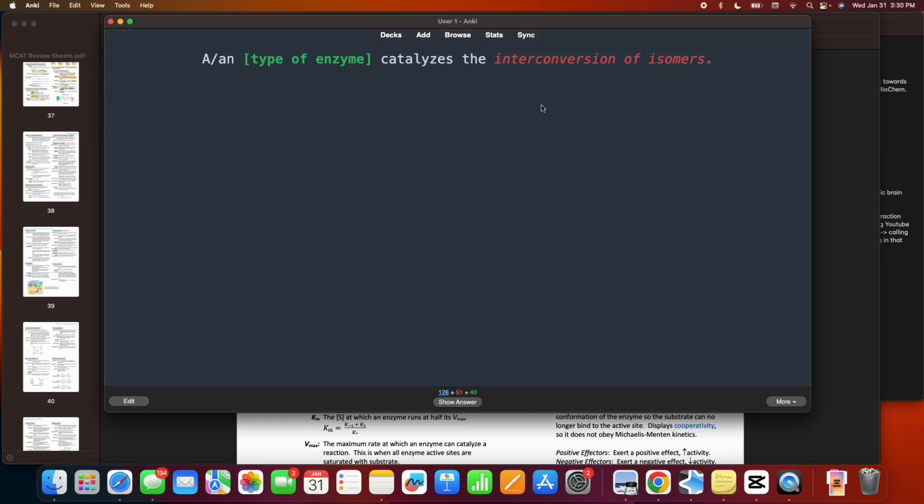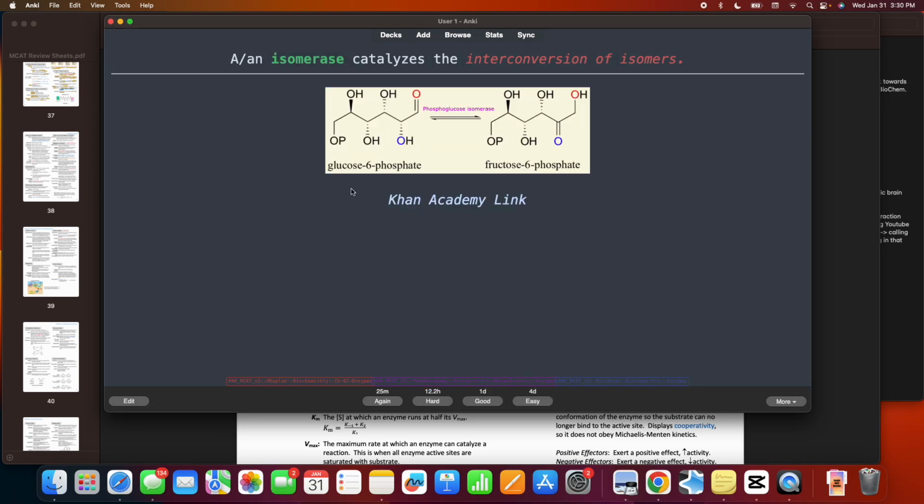What type of enzyme catalyzes the interconversion of isomers? It's isomerase. So we have phosphoglucose isomerase. It turns G6P into F6P, so instead of glucose, we have a fructose. What is the difference? So far there is no difference, but on the last two groups right here, you exchange the double bond of oxygen, and that makes it F6P instead of G6P.